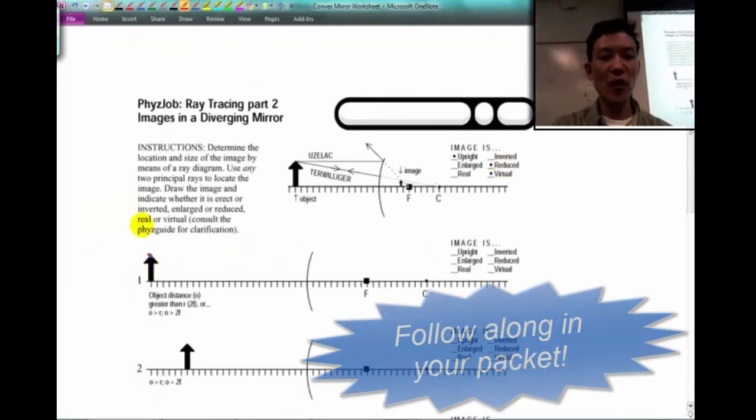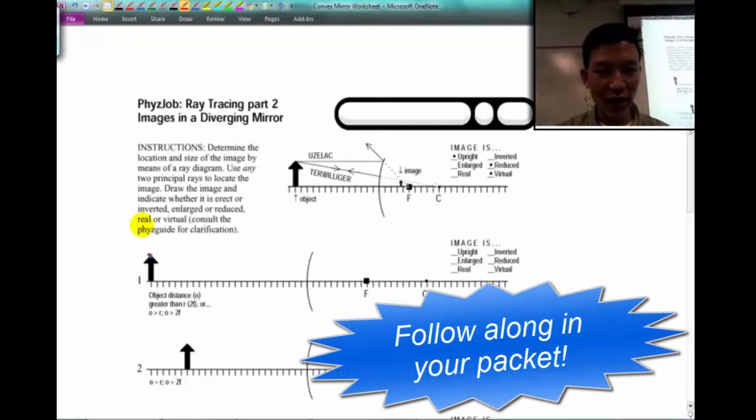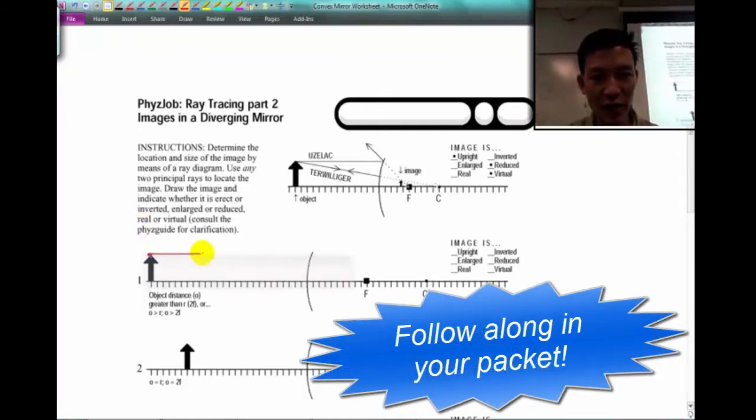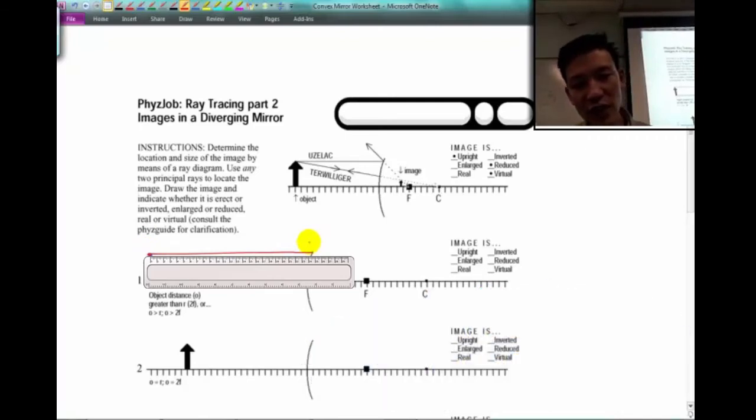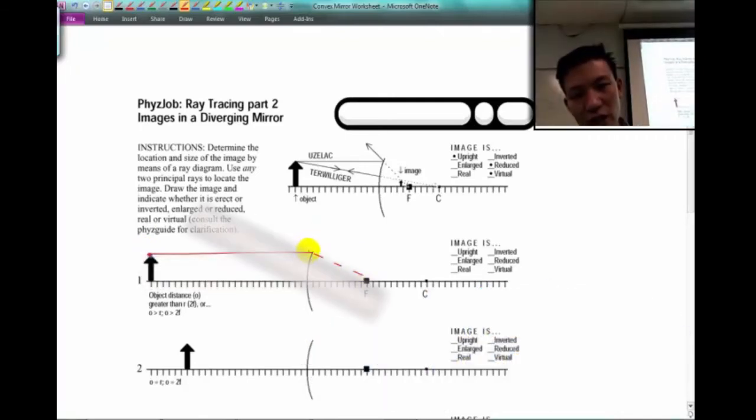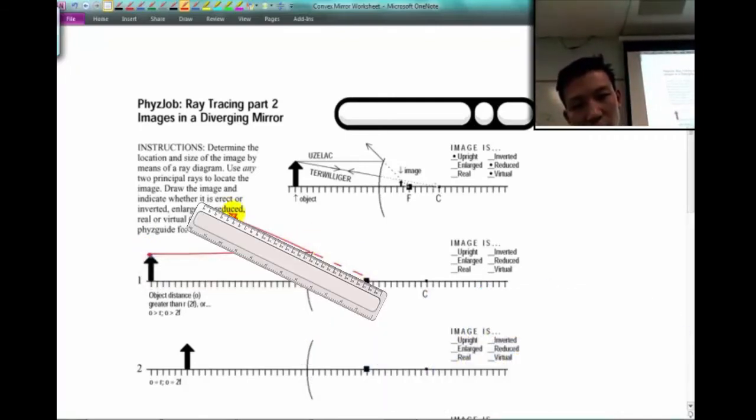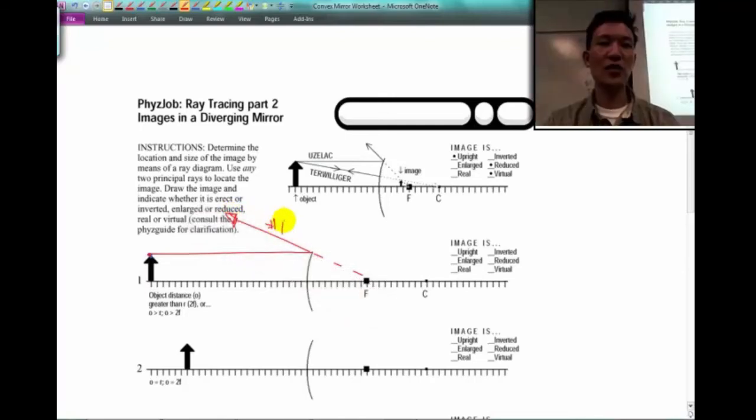Let's try it. Ray number 1. Ray number 1 is any ray of light that comes in parallel to the principal axis, and it will leave as if it's coming from the focal point. So just like so. This is ray number 1. Next, we can't find the image yet. We've got to pick another ray. So pick one. Doesn't matter.